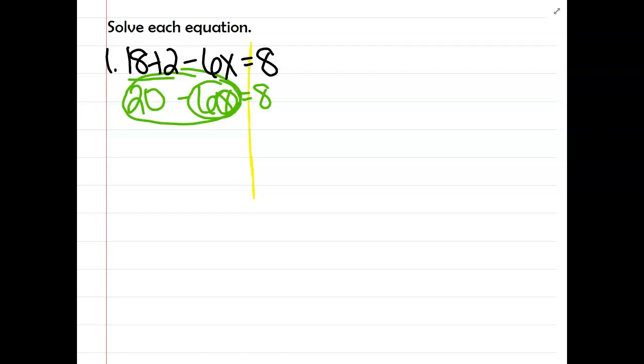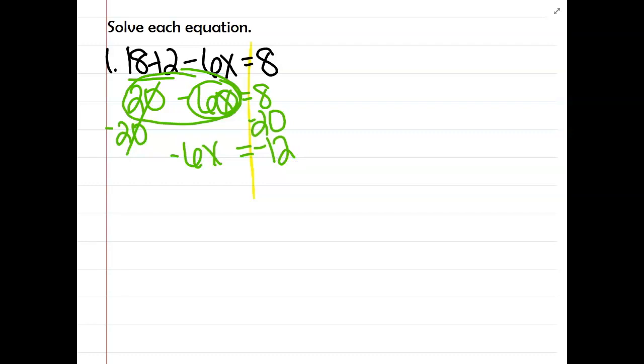Subtract, because that's a positive 20. I know that because there's not a negative sign in front of the 20. So I'm going to subtract 20 from both sides. When I do that, the negative is still in front of there. It's a negative 6x. 8 minus 20 is a negative 12.